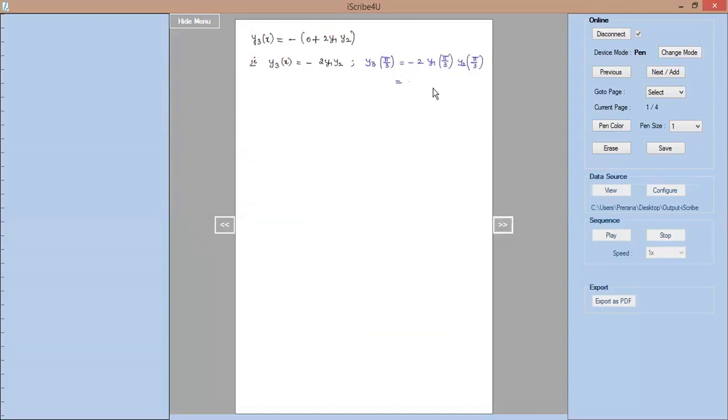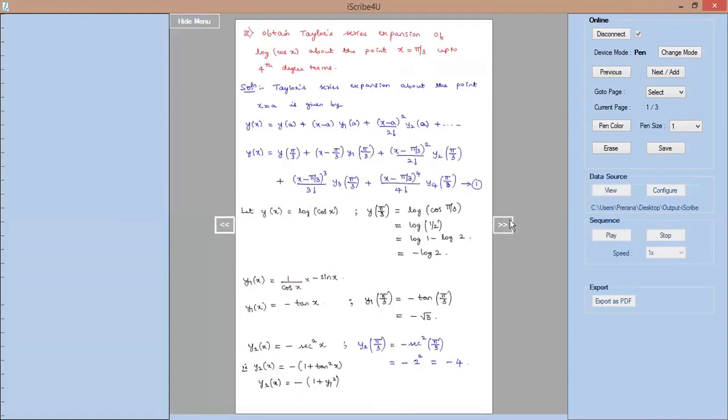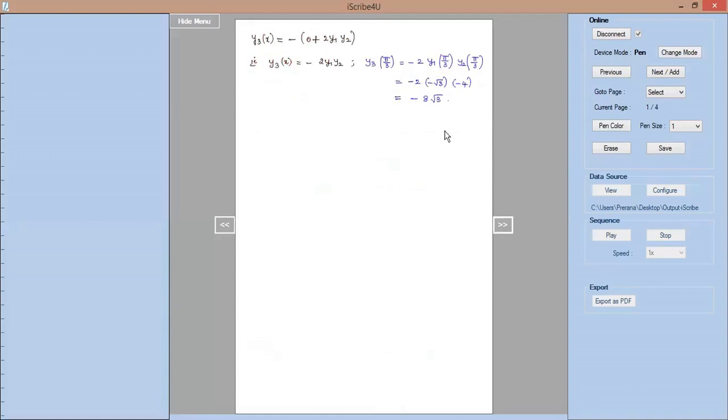So minus 2 into y1 of pi by 3, which is nothing but minus root 3, and y2 of pi by 3 is nothing but minus 4. So there are 3 minus signs. So this will be minus 8 into root 3. Minus 8 root 3 will be the simplified answer for y3 of pi by 3.